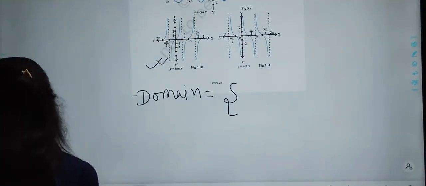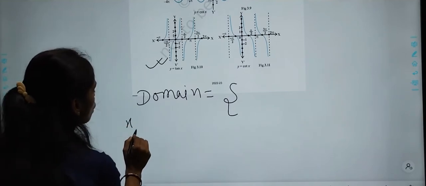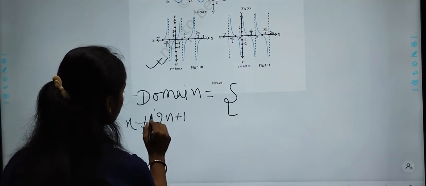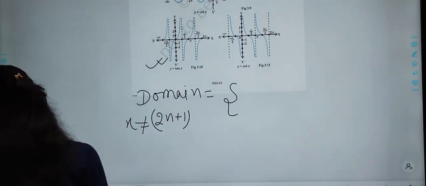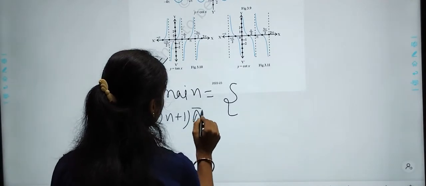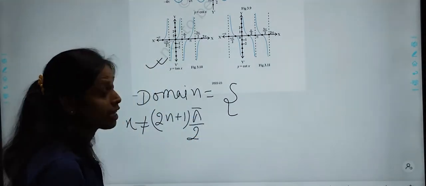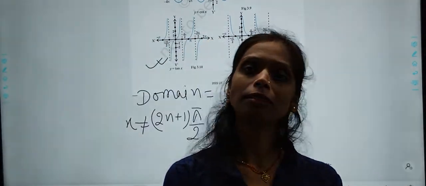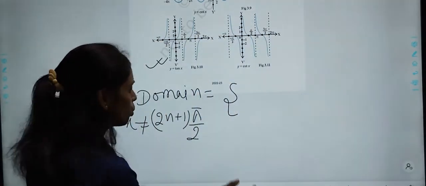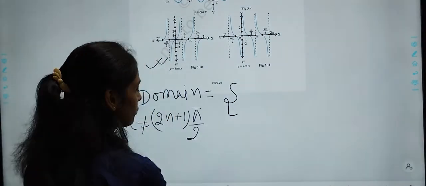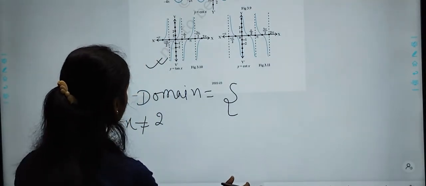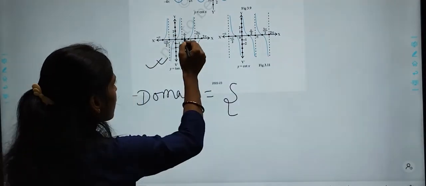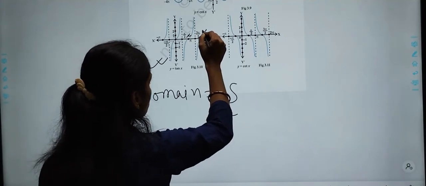x is not equal to (2n) plus 1 pi by 2, except all the values that will not appear in tan theta. Like that you can write it in mathematical terms. How will you write the domain? How am I telling this? Then you can see here pi by 2, 3 pi by 2.